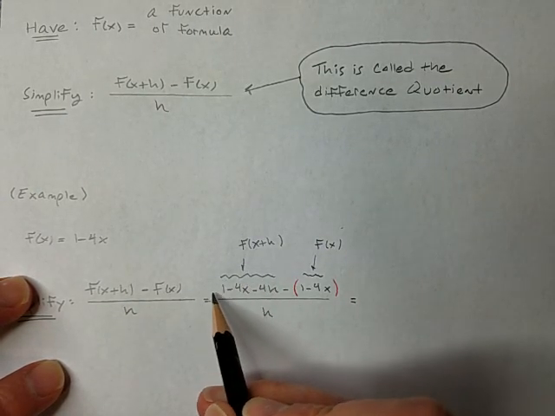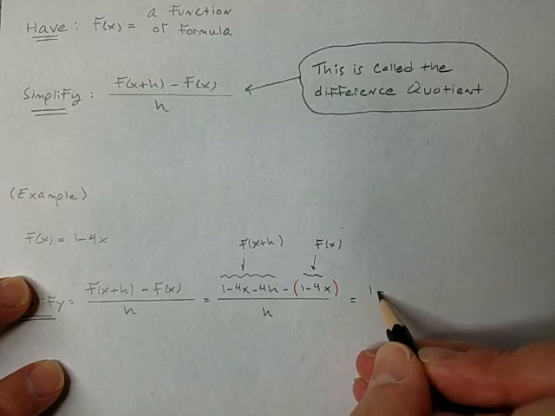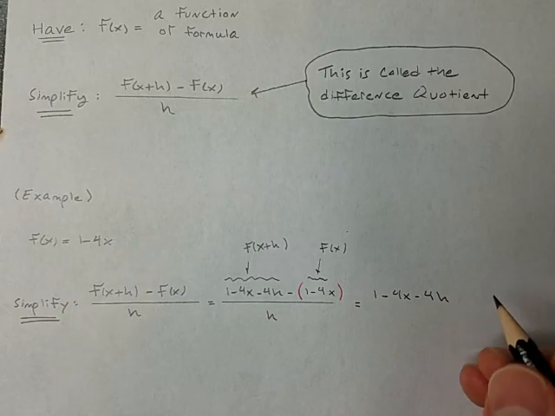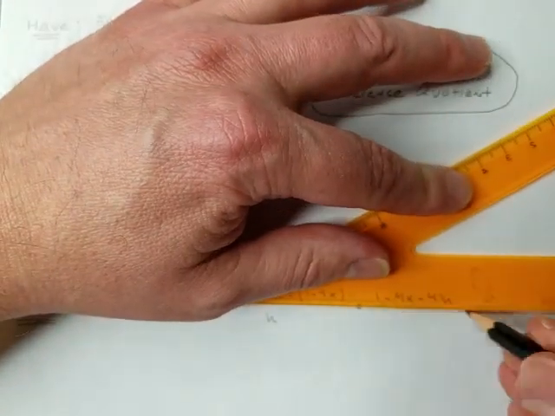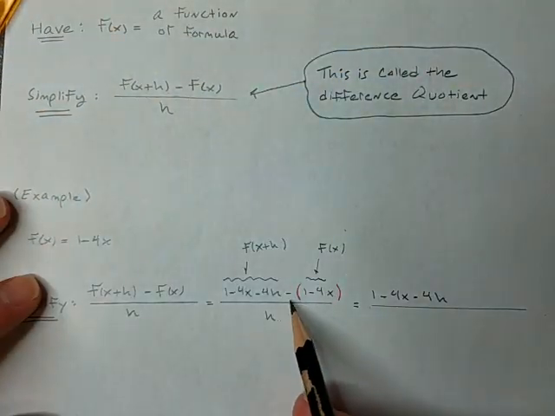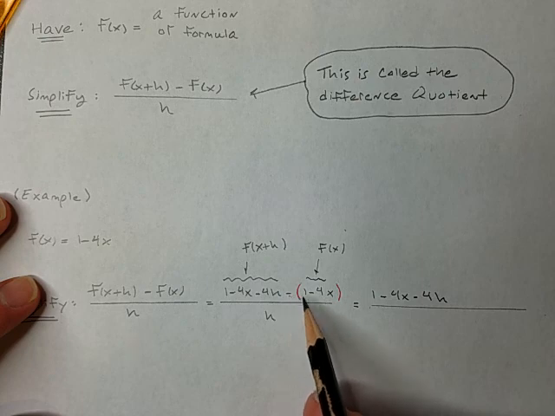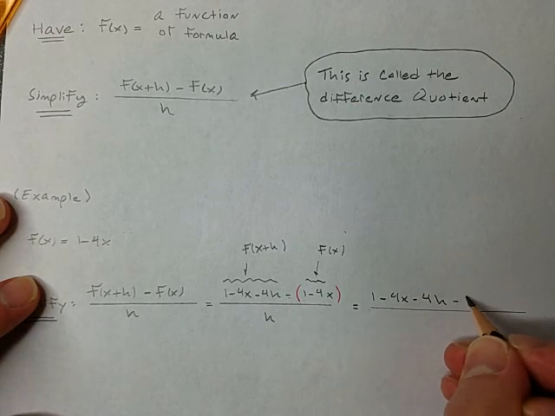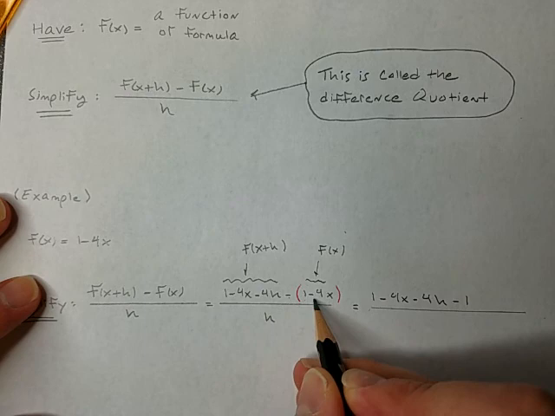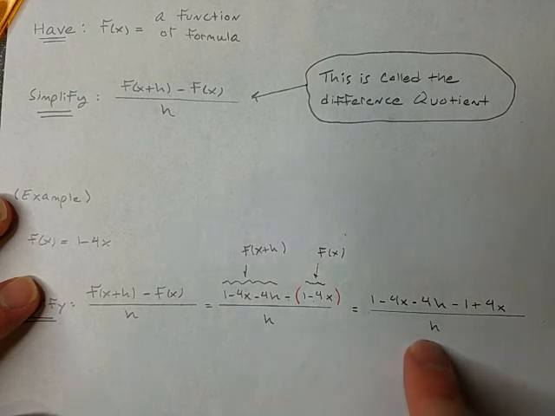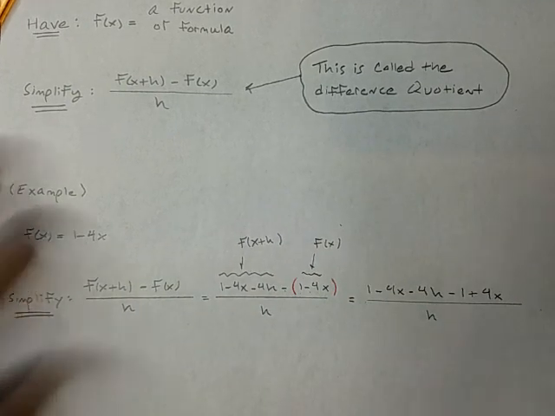So there's nothing I can do with that, so I'll just have to copy down 1 minus 4x minus 4h. Okay? But this other thing, remember I said that minus applies to all this. It distributes in there. What's the opposite of 1? That would be negative 1. What's the opposite of negative 4x? That'd be positive 4x. Okay, so there. Now we took care of that. Can you do anything else with it?